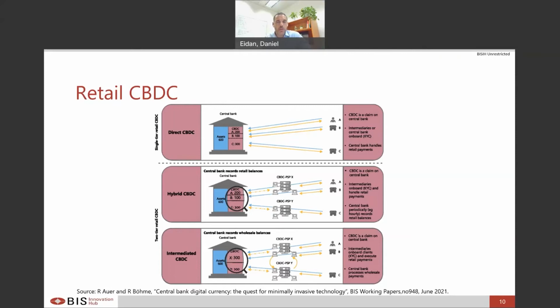I think the operational burden on central banks with direct CBDCs in most economies seems to be something that isn't quite desirable at the moment. So that's a quick overview of some models and some ways of thinking about retail CBDC and some of the trade-offs between different design decisions.